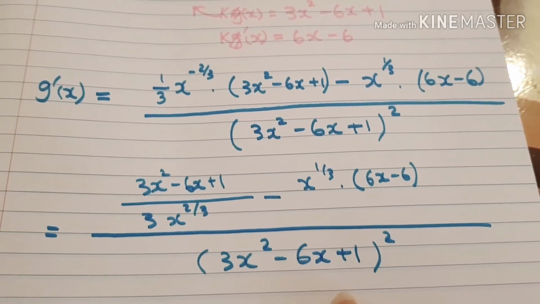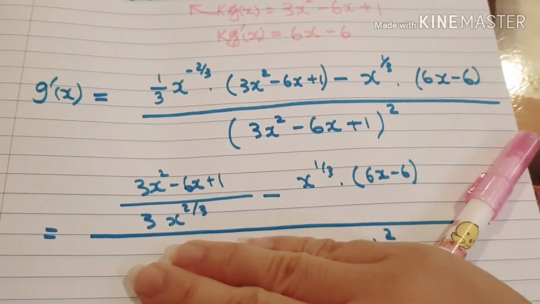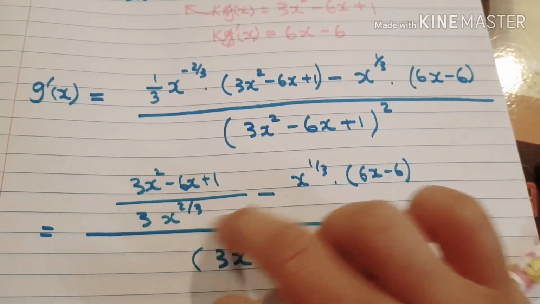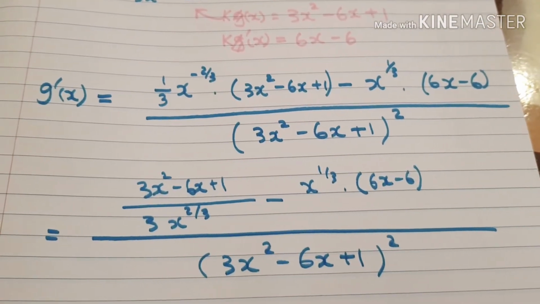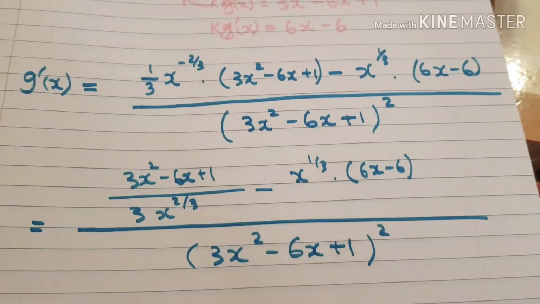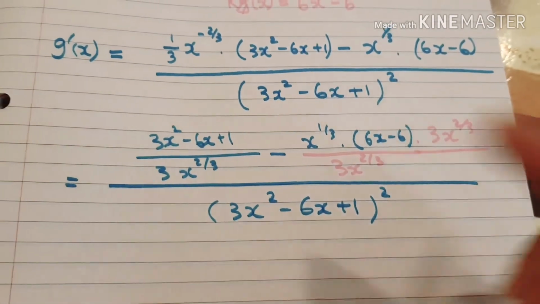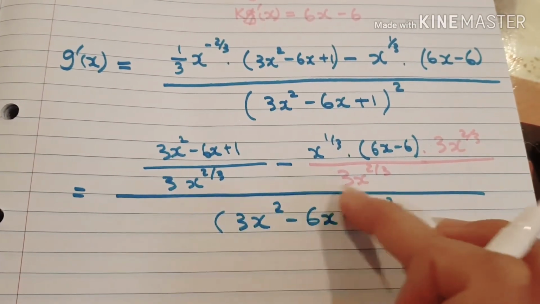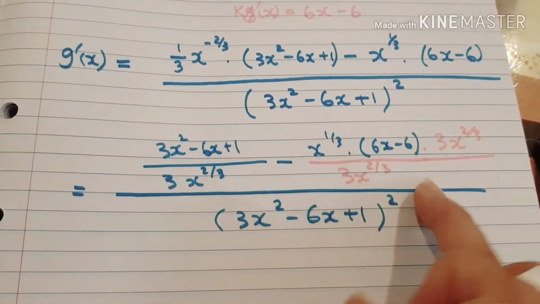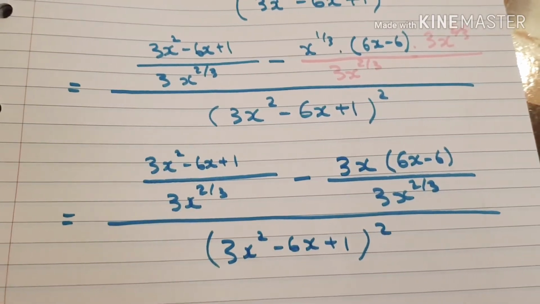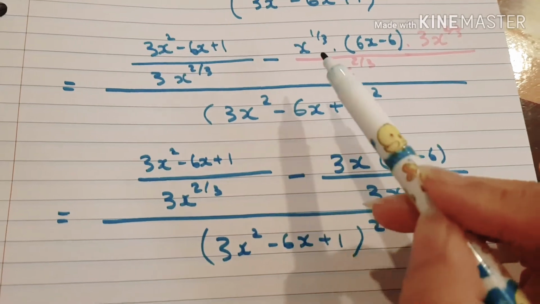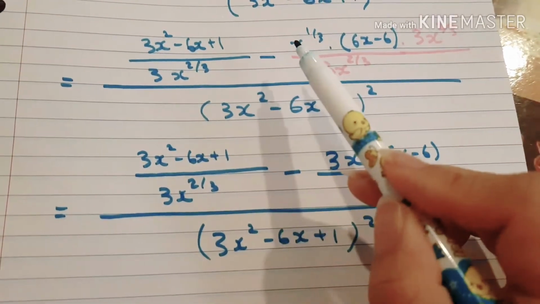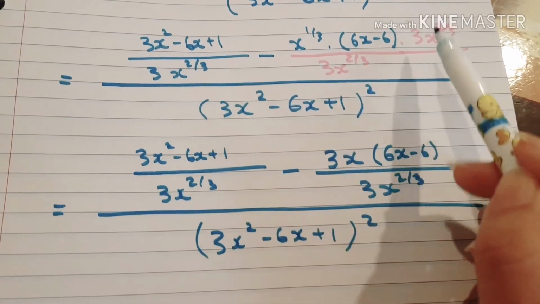However, in order to simplify fully, just have a look at the top part, okay? This minus that, what would I have to do? I need to make the denominator equal. So I'm going to multiply the same denominator, top and bottom, okay? And this time I'm going to simplify this part. Okay, like this.